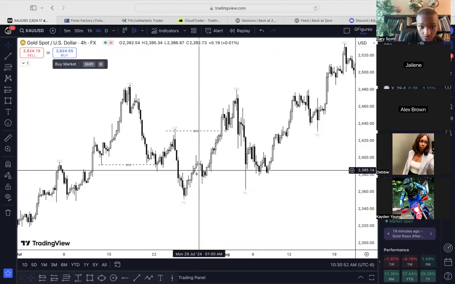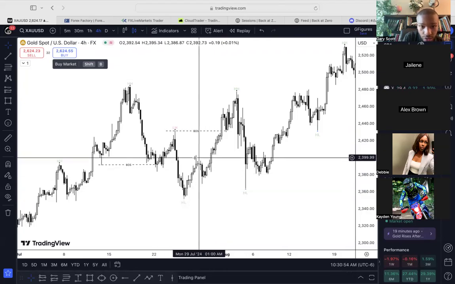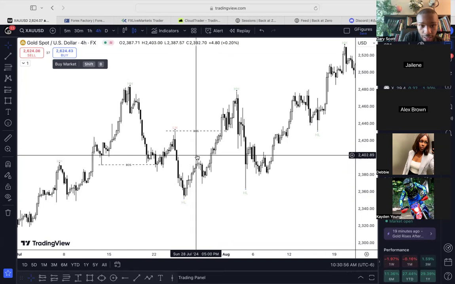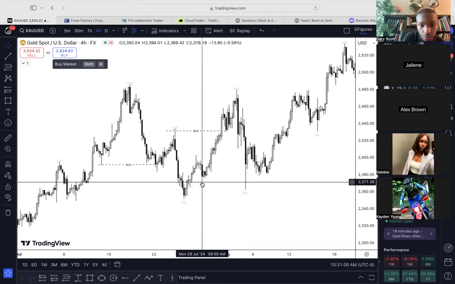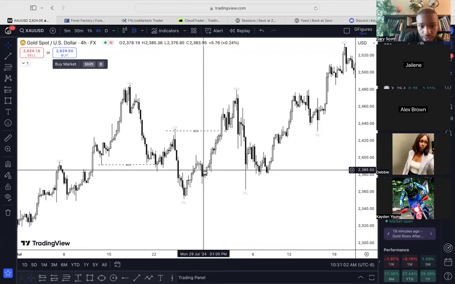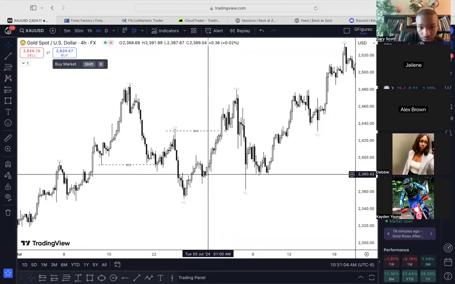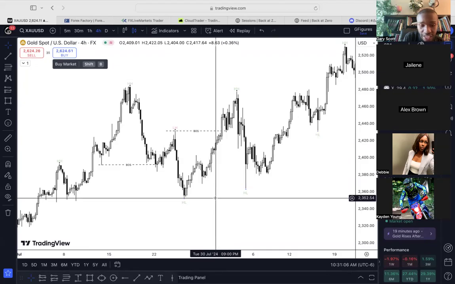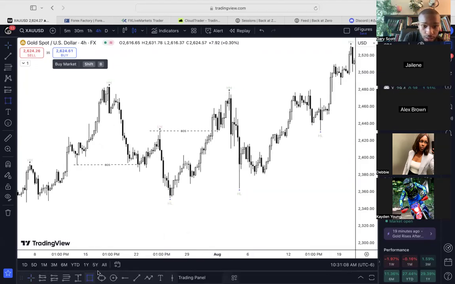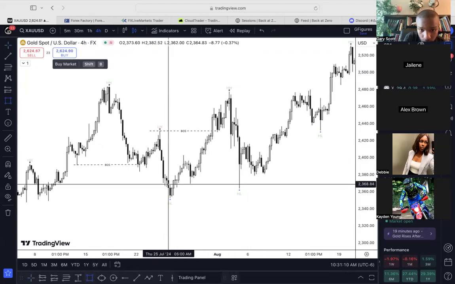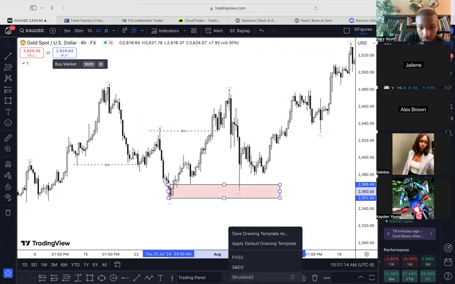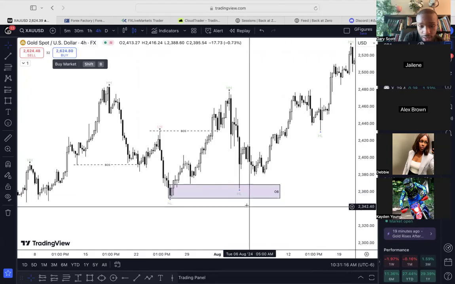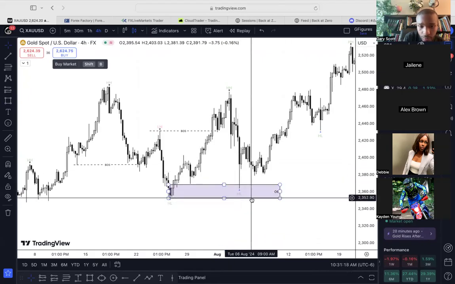Then you have this one, where price created this neckline here, price pulled back down, and created a higher low at this point. What you want to see is this is the last down candle before price broke structure as well. So here you can draw your order block and you see how price reacted off of that order block. You got a major rejection.